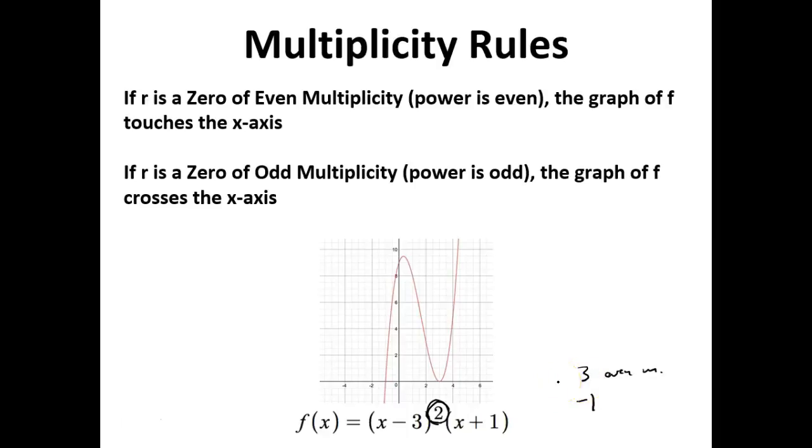If r is a 0 of odd multiplicity, our power here is 1. So our power is odd, the graph is going to cross. So odd multiplicity, and the graph crosses there, like that.